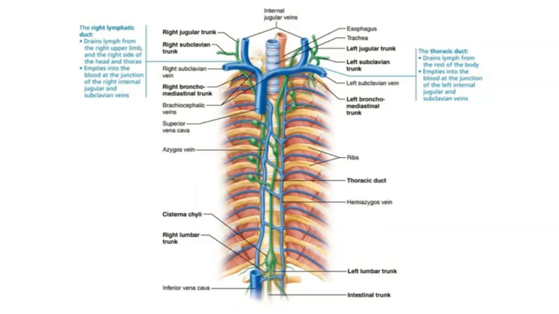The right lymphatic duct drains lymph from the right upper limb, the right side of the head, as well as the right side of the thorax, whereas the thoracic duct drains really the remainder of the body and also drains the lymph from the digestive system organs back into the venous blood supply.